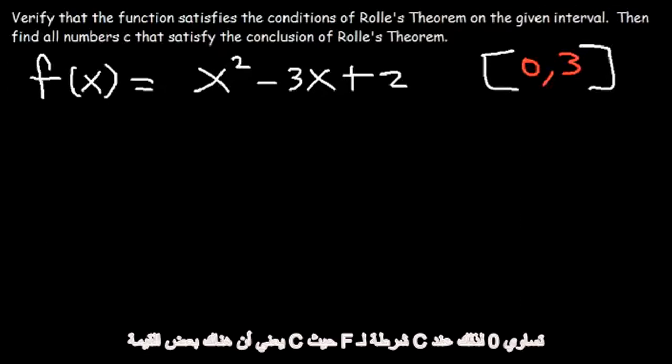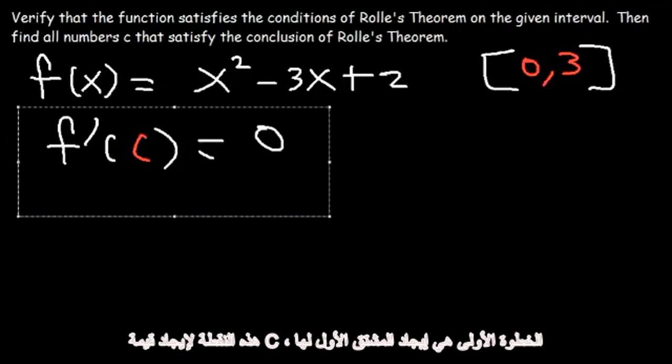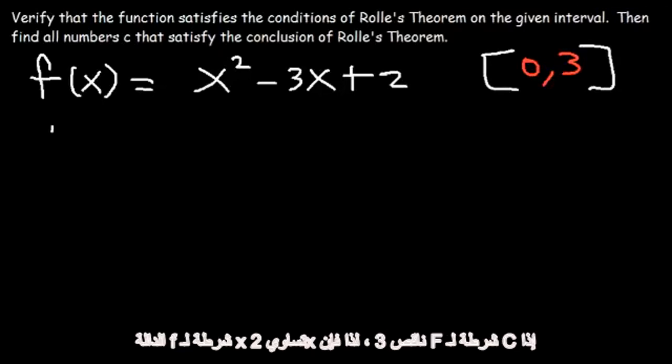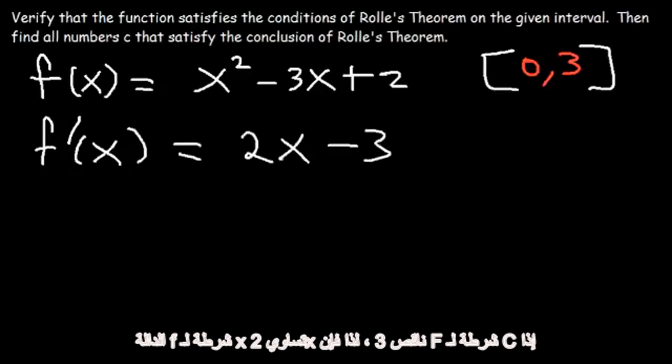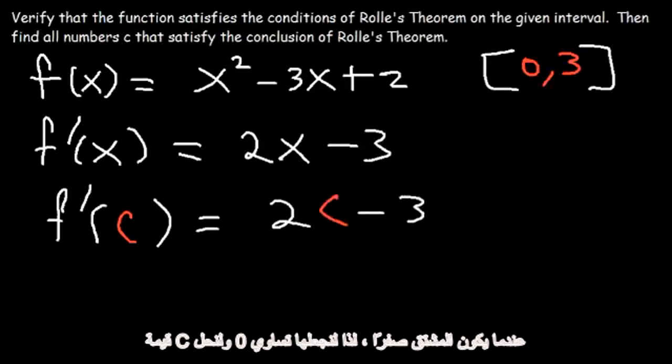So what that means is that there is some value c where f prime of c is equal to 0. To find the c value, your first step is to find the first derivative of the function. So f prime of x is equal to 2x minus 3. Therefore, f prime of c, if we replace x with c, is equal to 2 times c minus 3. Now we want to find the c value when the derivative is 0. So let's set it equal to 0 and solve for c.